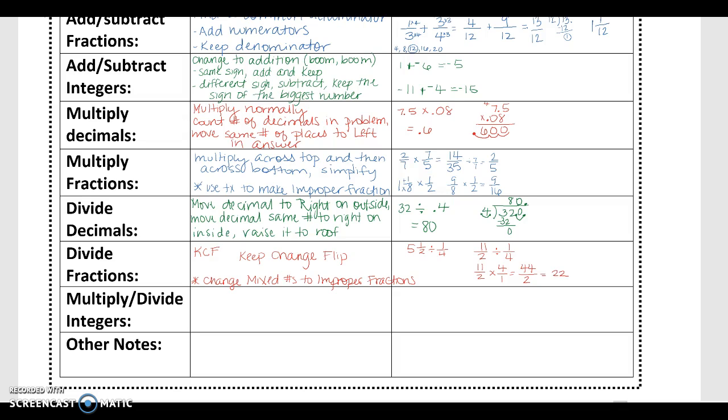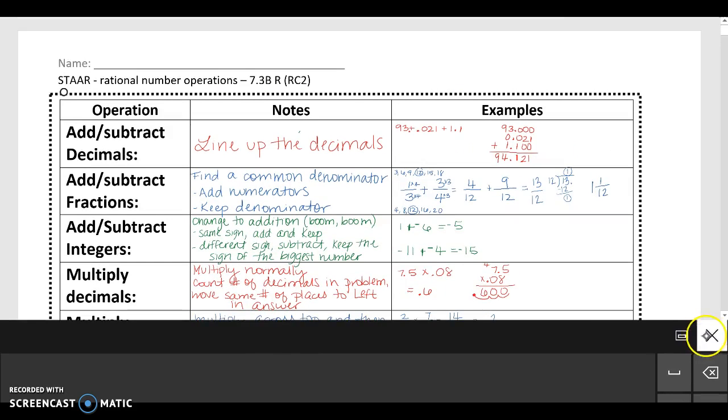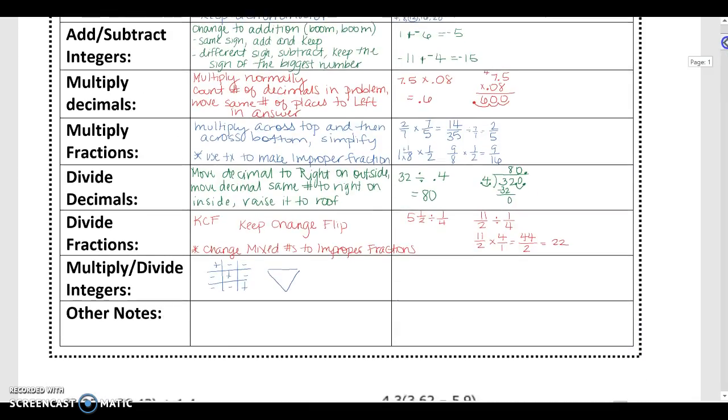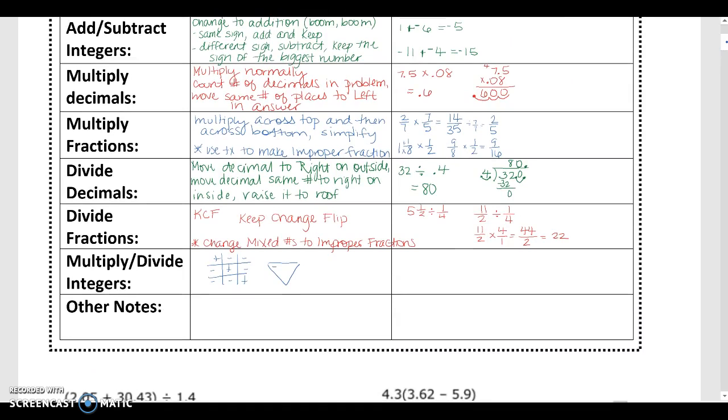Okay. All right. Next one, it has multiplying and dividing integers. So you're going to use your tic-tac-toe, adding across there the negatives, or your Dorito man. Darn it. Negatives, negatives, and a positive.